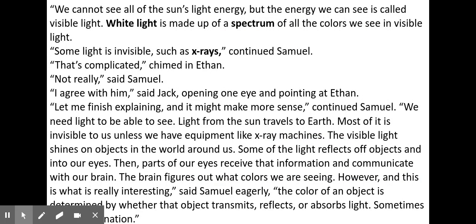We cannot see all of the sun's light energy, but the energy we can see is called visible light. White light is made up of a spectrum of all the colors we see in visible light. Some light is invisible, such as X-rays," continued Samuel.